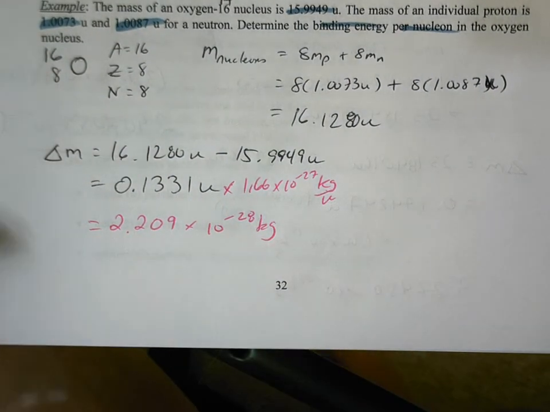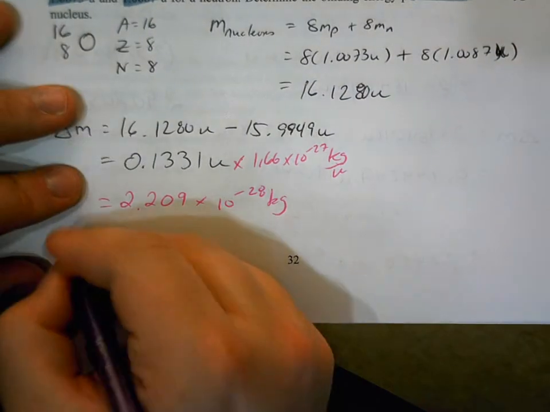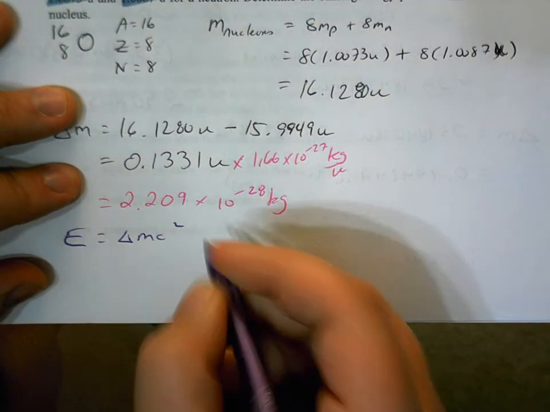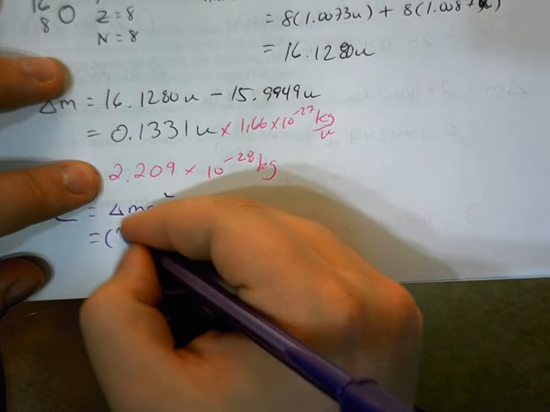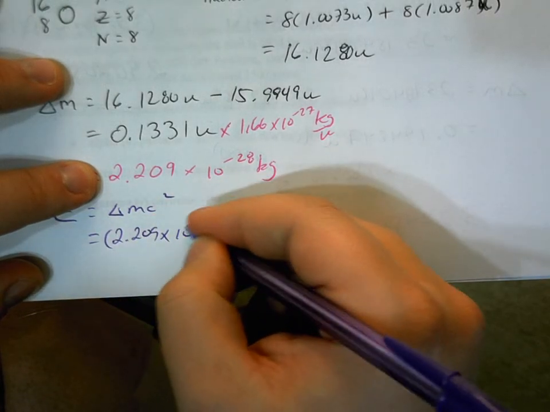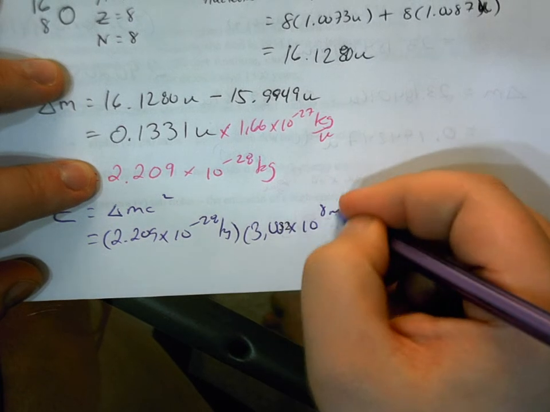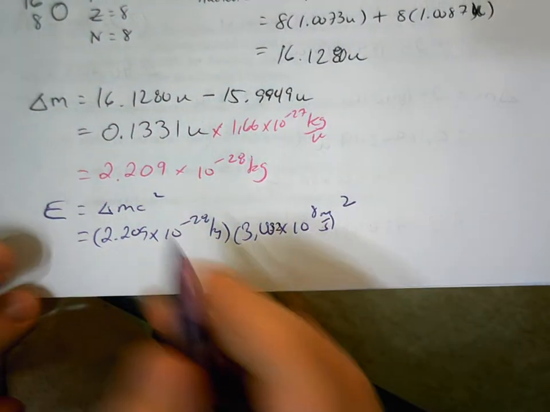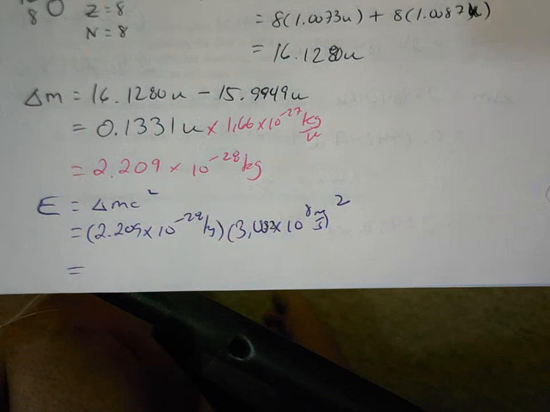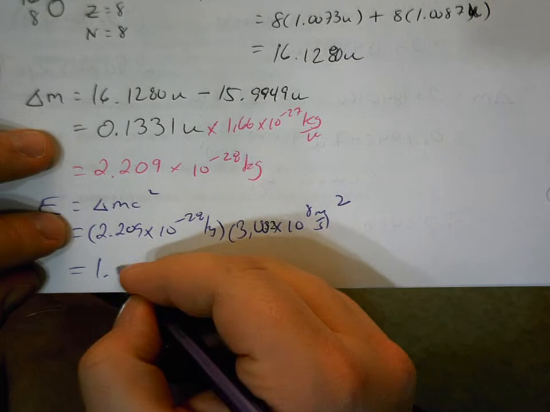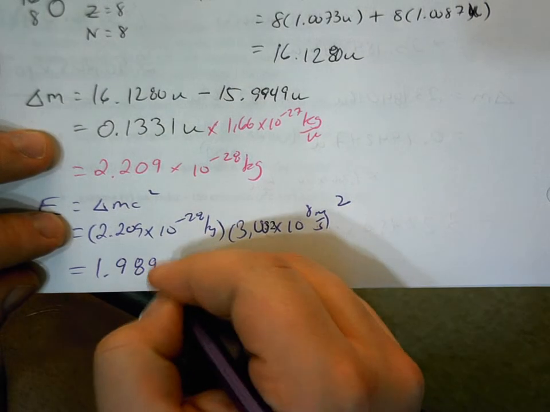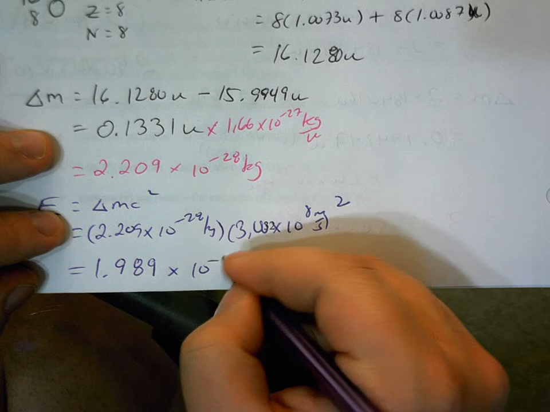That mass is going to be converted into energy. So we have our E equals mc squared. So we have that 2.209 times 10 to the minus 28 kilograms, times 3.00 times 10 to the 8 meters per second, squared. Don't forget our squared there. So this is going to give me the energy in this reaction. So I'm going to get about 1.989 times 10 to the minus 11 joules.